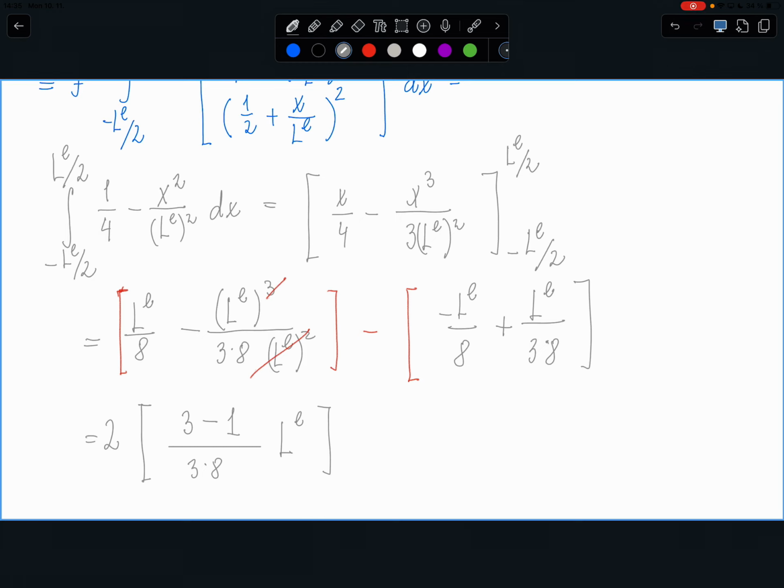I'm almost there, because if you just do your algebra, this is 2. 2 times 2 is 4, divided by 8 is 2. So what I will get as a result is 1 over 6 LE. So a lot of computation for a relatively straightforward result.